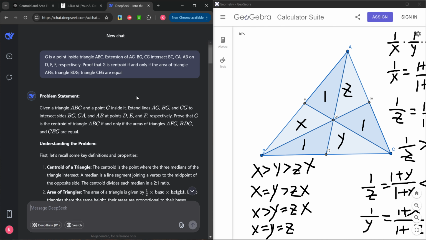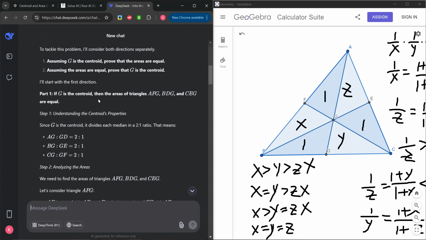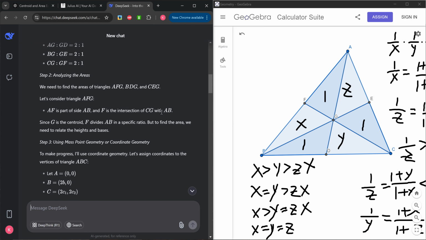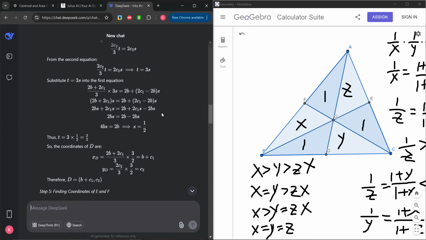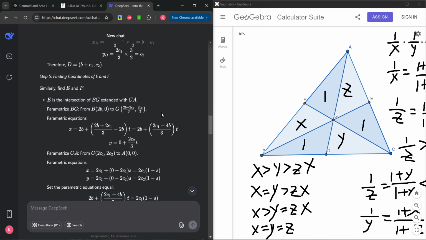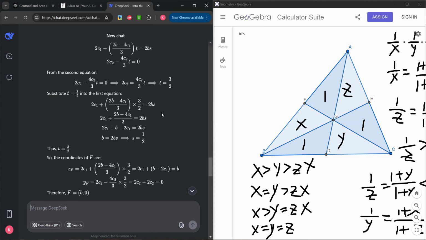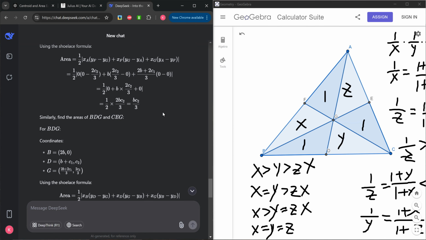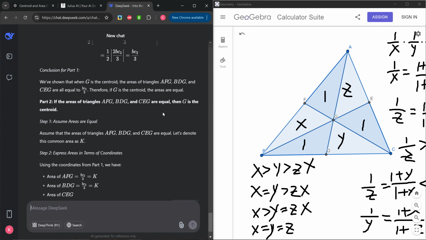Let's see another one that recently is very popular, called DeepSeek. And part 1, if G is the centroid, okay, I don't want to see that. What? Wow. It's very lengthy to just prove that, right? Yeah, I don't want to read this one. It's too lengthy. Basically useless. And that's the conclusion for part 1.